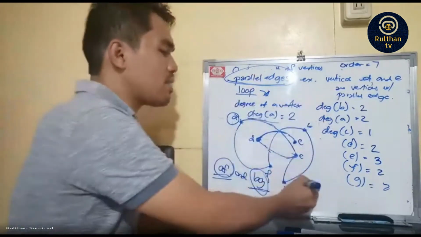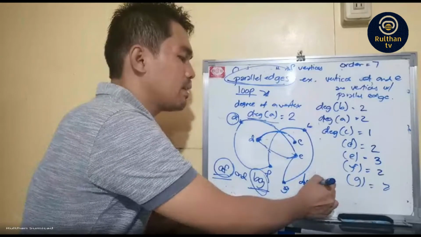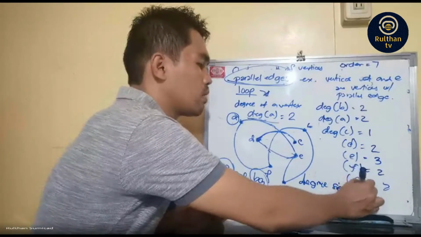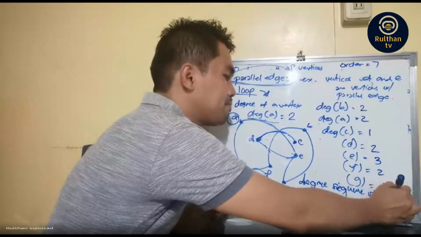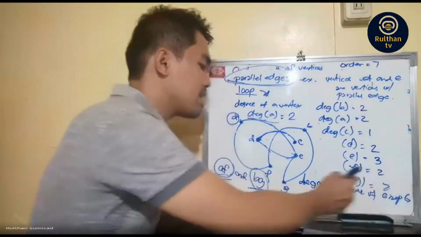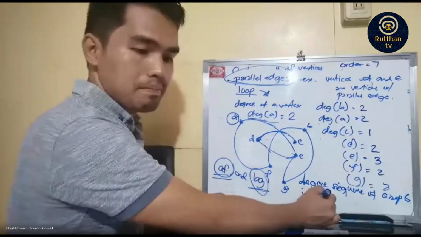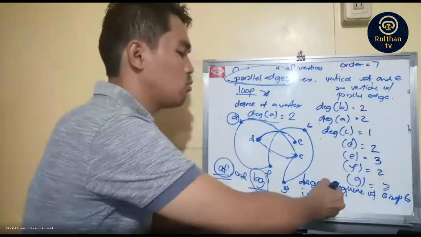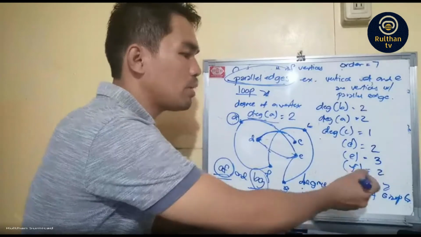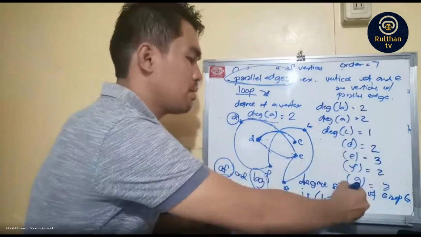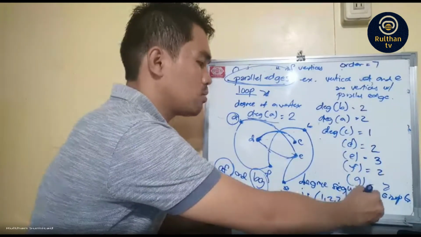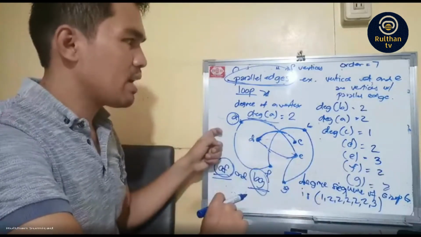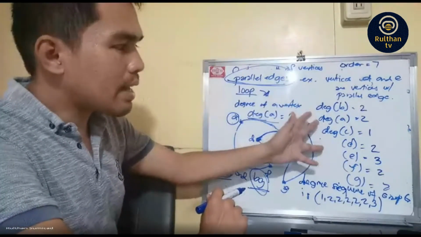So the degree sequence of graph G is, we have 1, 2, how many 2s? 1, 2, 3, 4, 5. 2, 2, 2, 2, 3. This is the degree sequence of graph G, and this is the degree of each vertex.